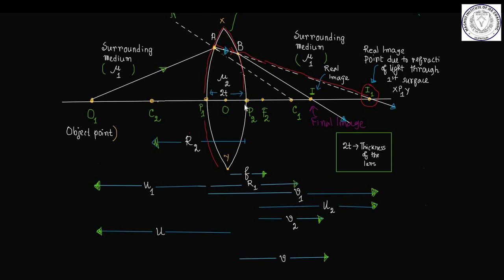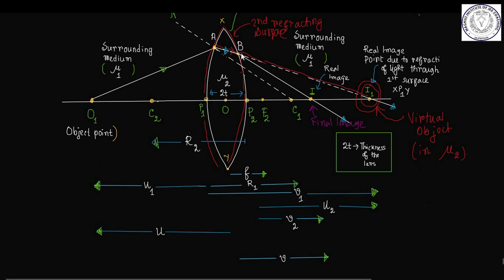But if we assume that there is a second refracting surface XP2Y, the second refracting surface of the lens, and I1 is the real image with respect to the first refracting surface. Similarly, I1 behaves as a virtual object with respect to the second refracting surface XP2Y.